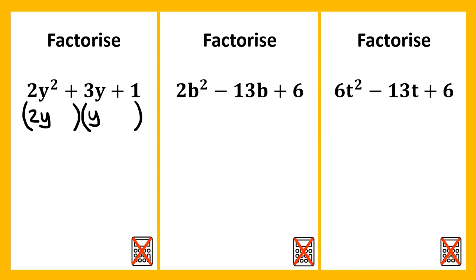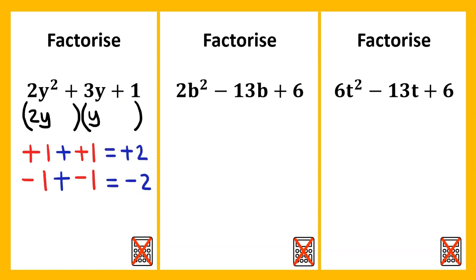Now we are still looking for factors that multiply to give us positive 1. So in this case, the only combinations are positive 1 and positive 1 and negative 1 and negative 1. Notice how currently neither of these add to give you the positive 3 that we were looking for.